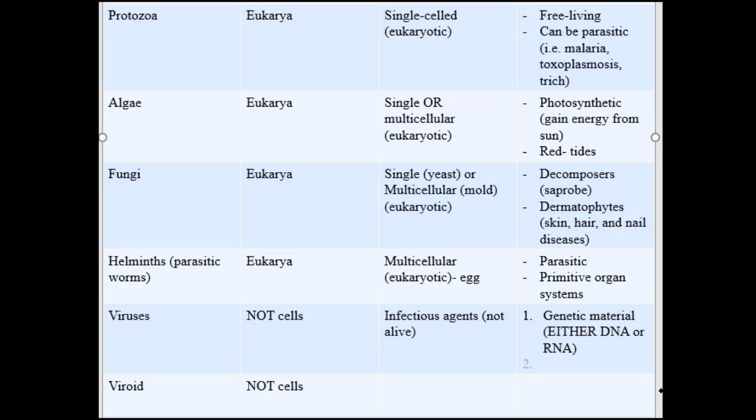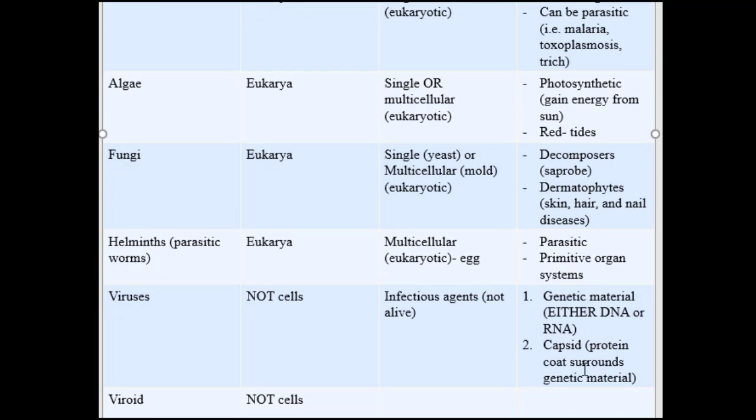The second thing all viruses have is something called a capsid. This is a protein coat that surrounds the genetic material. So for now, those are the two things you need to know about viruses. They all either have DNA or RNA, and they all have to have that capsid.